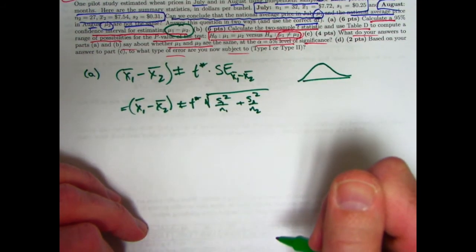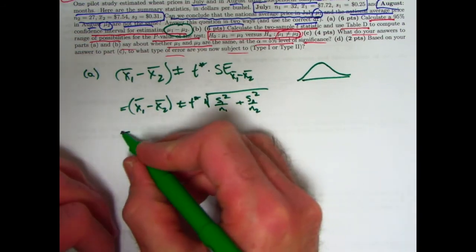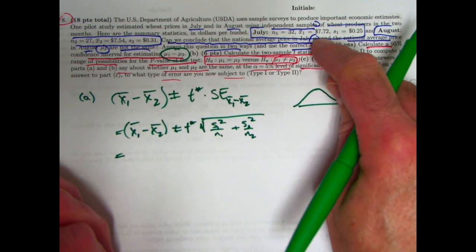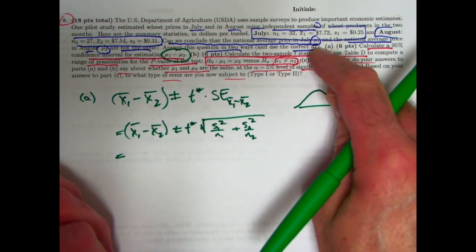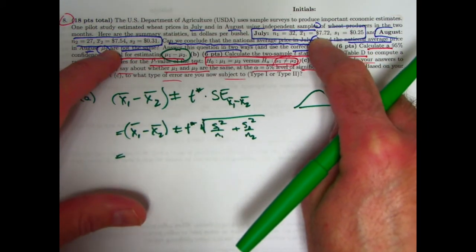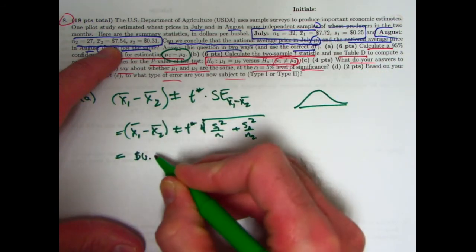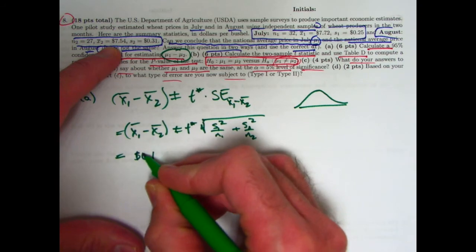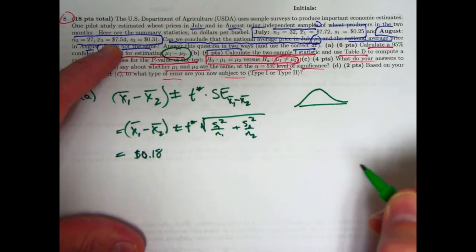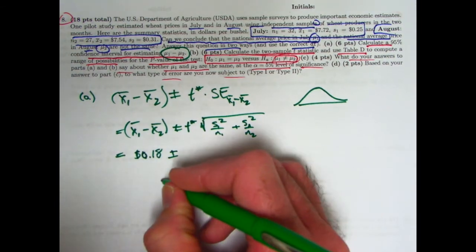So now it really is a matter of just plugging numbers in. We can do some of this in our heads here. And we also have to get the right degrees of freedom. 7.72 is x1 bar, minus 7.54. That will be in dollars, 0.18, 18 cents. Plus or minus t star. What are the degrees of freedom here?